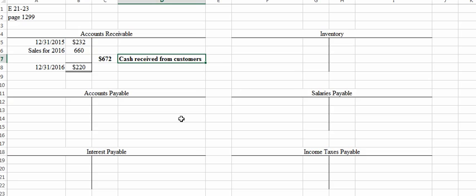Alright, let's come back. We'll go over to the other tab and put these in after we finish our T account. That's one of the numbers we're looking for. Okay, how about inventory? 12/31/15. What was the balance? $450.